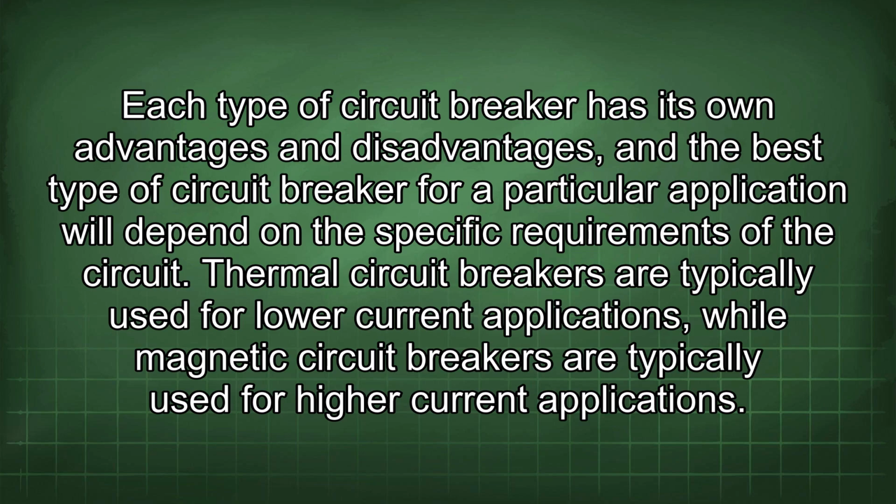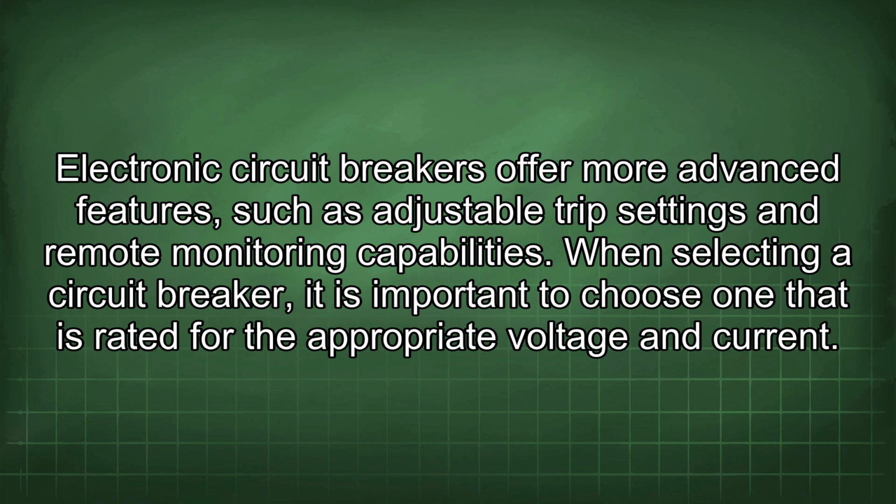Each type of circuit breaker has its own advantages and disadvantages, and the best type of circuit breaker for a particular application will depend on the specific requirements of the circuit. Thermal circuit breakers are typically used for lower current applications, while magnetic circuit breakers are typically used for higher current applications. Electronic circuit breakers offer more advanced features such as adjustable trip settings and remote monitoring capabilities.